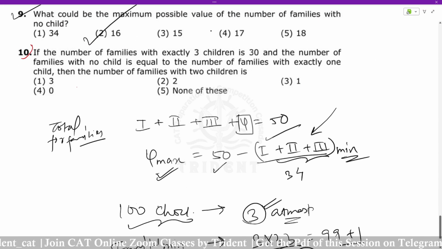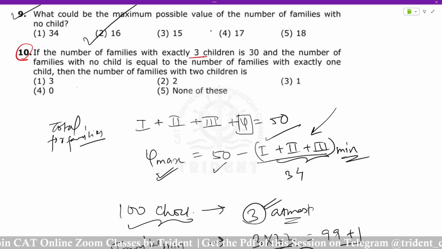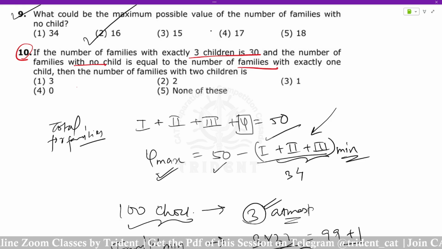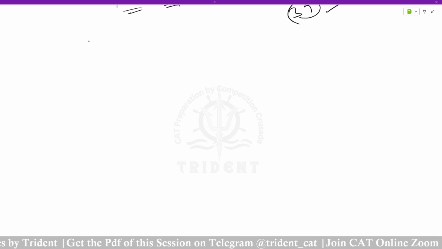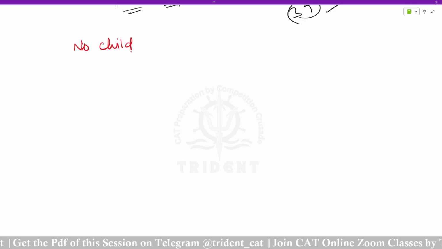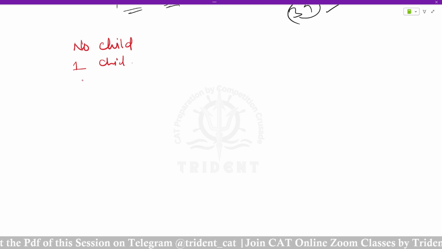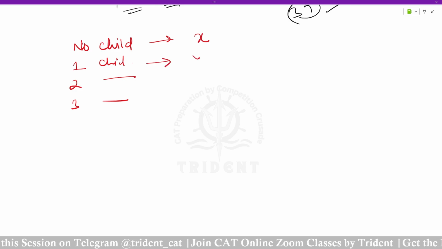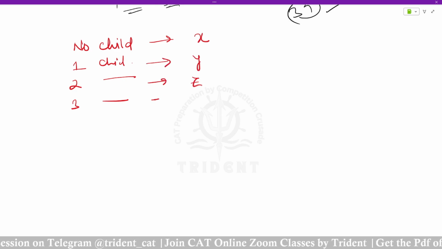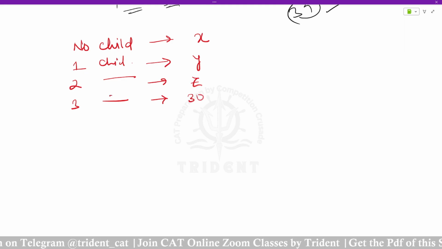ठीक है, 10. Now it is given to us that the number of families with exactly 3 children is 30, and the number of families with no child is equal to the number of families with exactly 1 child. Then the number of families with 2 children is? Okay. Basically now they are asking you to use the other property, which is no child, 1 child, 2 child, 3 child. Okay, assuming this to be x, this to be y, this to be z, and this is given as 30.